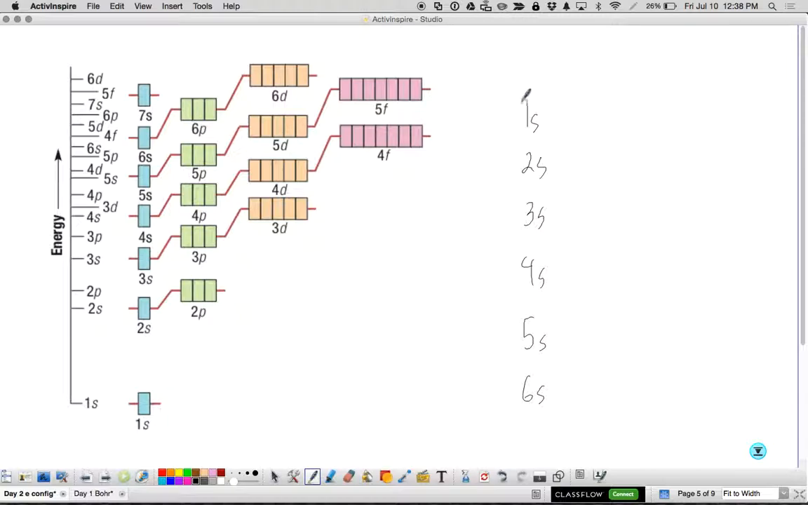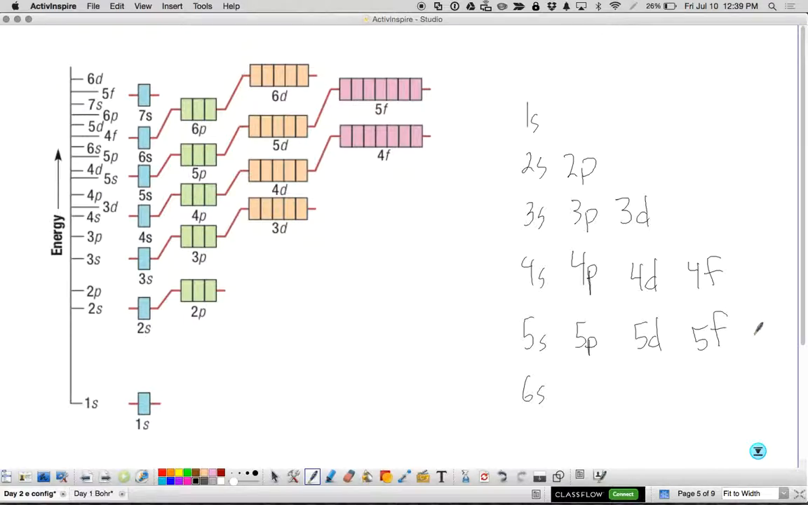Okay, so in the first energy level, there's only the s subshell. What about the second energy level? Well, there are n number of subshells, so there are 2 of them, the 2s and the 2p. The third energy level would have 3, so that's 3s, 3p, 3d. Then 4s, 4p, 4d, 4f. Fifth energy level, we're just going to cap at the f's, okay? So 5s, 5p, 5d, 5f.